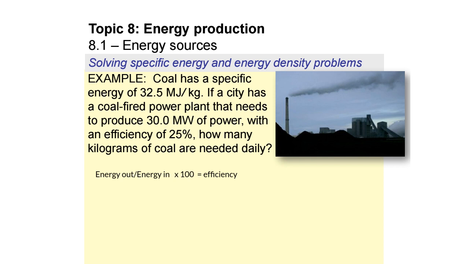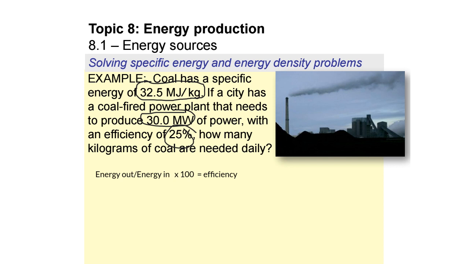We have coal with a specific energy of 32.5 megajoules per kilogram, right? So that's how much energy is available in every kilogram. Now, if a city has a coal-fired power plant that needs 30 megawatts of power with an efficiency of 25%, how many kilograms of coal are needed daily?